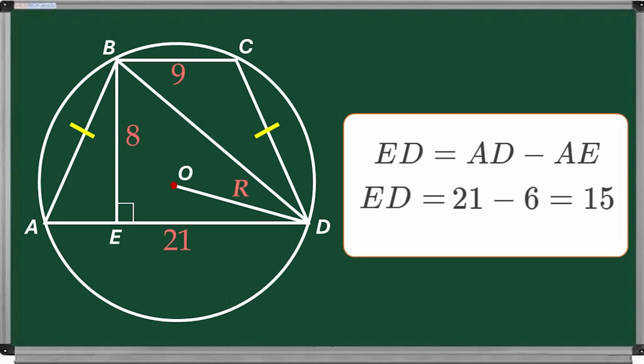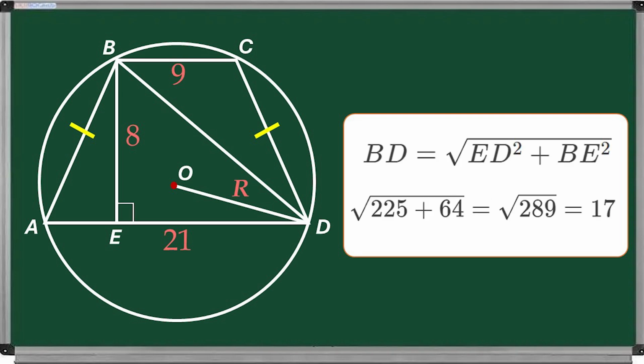Next, we need the length of ED. We need this segment because it's the base of the right triangle BED, which we'll use to find the diagonal BD. To find ED, we simply subtract the length of AE from the full length of the base AD. This is 21 minus 6, which equals 15.